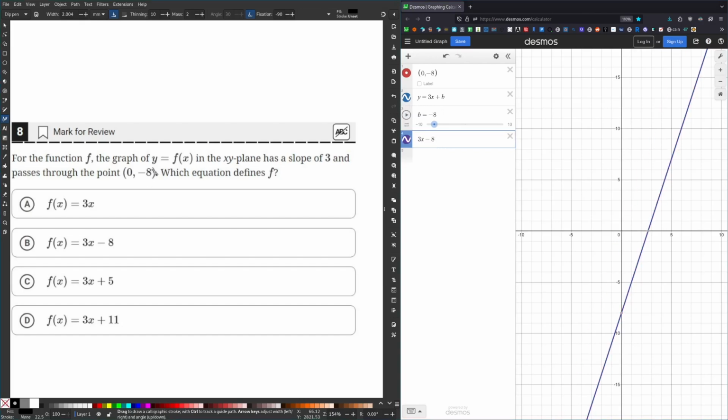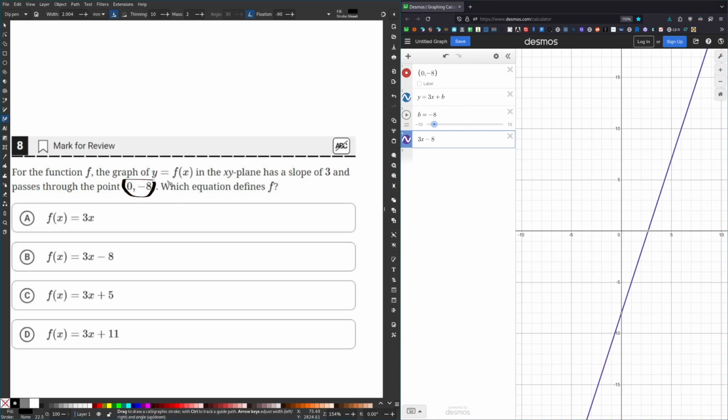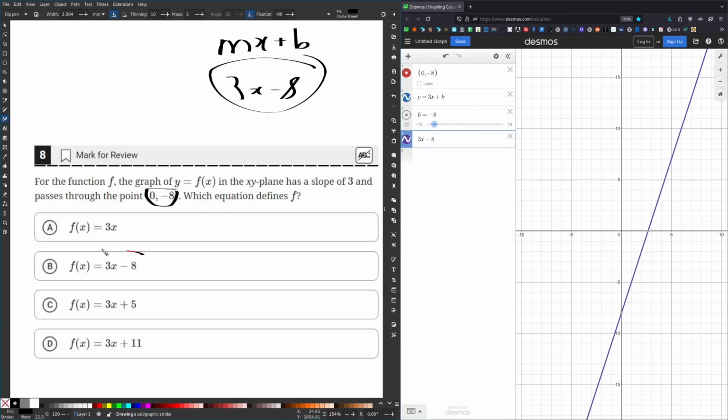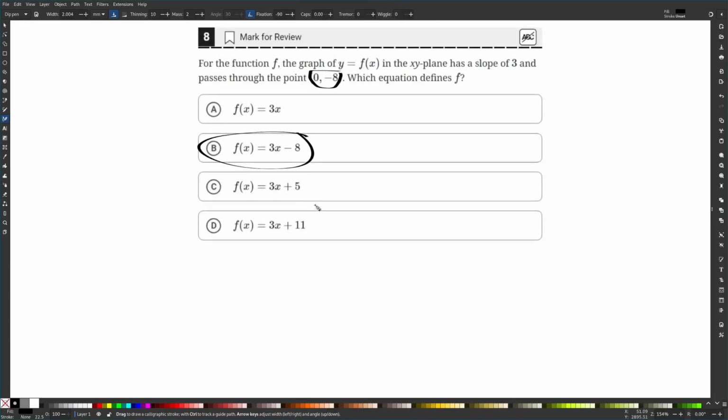Or, what I think would be simpler to recognize of this problem is that 0, negative 8 is already the y-intercept. And in y equals mx plus b, since b is your y-intercept, you could just write it as 3x minus 8, and you're done. But both of these methods work.